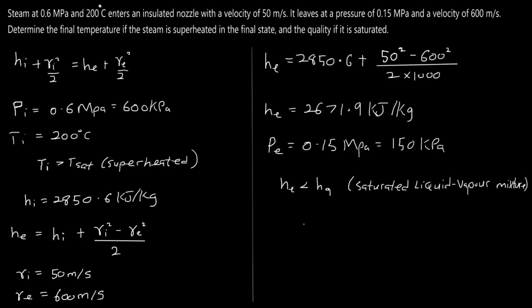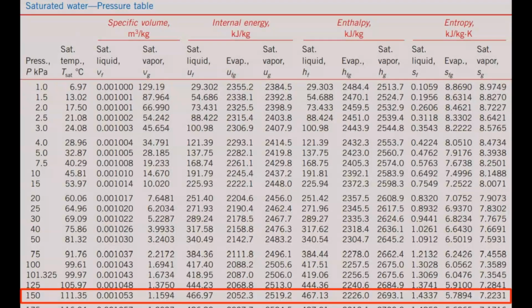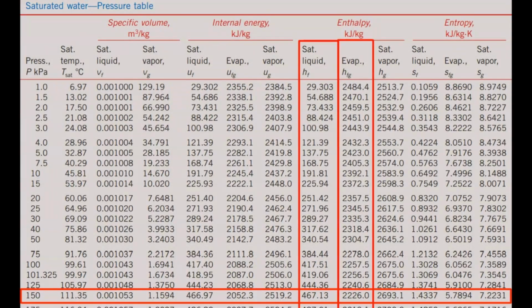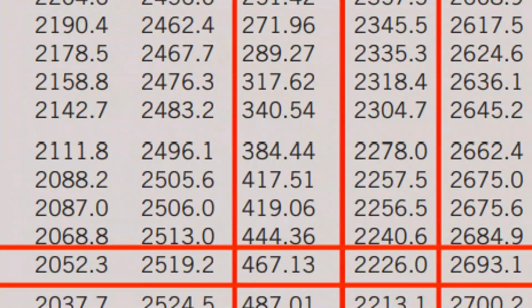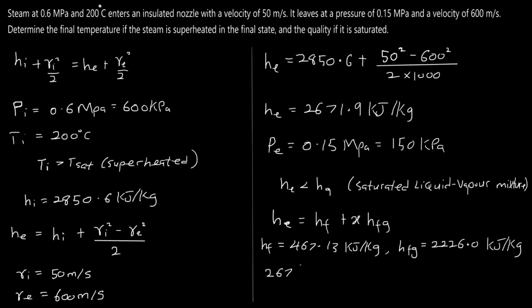So to calculate the dryness fraction, we use h equals hf plus x hfg. And at 150 kilopascals from our steam tables, hf equals 467.13 kilojoules per kg, and hfg equals 2226 kilojoules per kg. So using these values in the expression, we obtain our dryness fraction as 0.99.